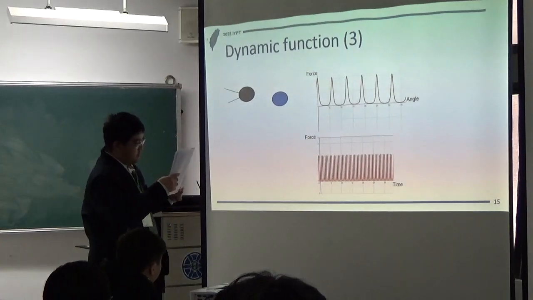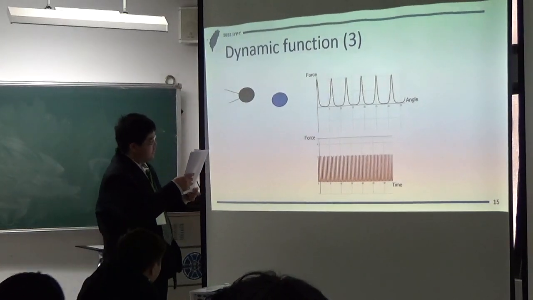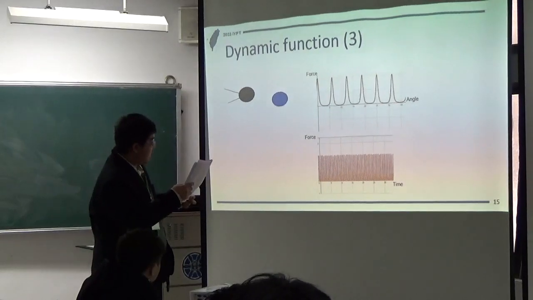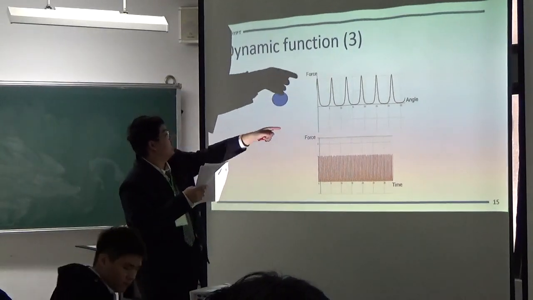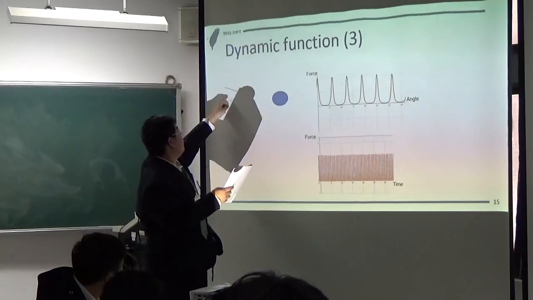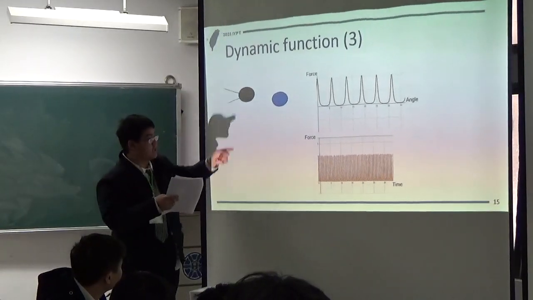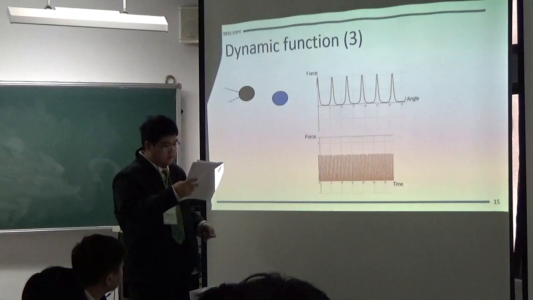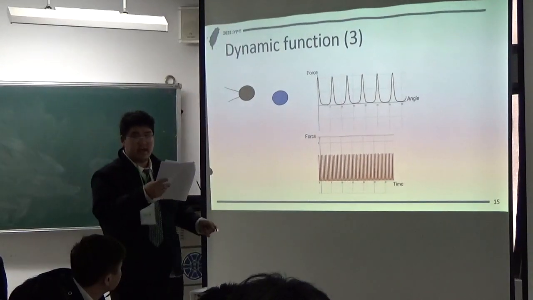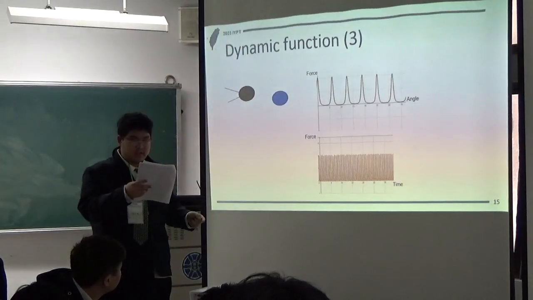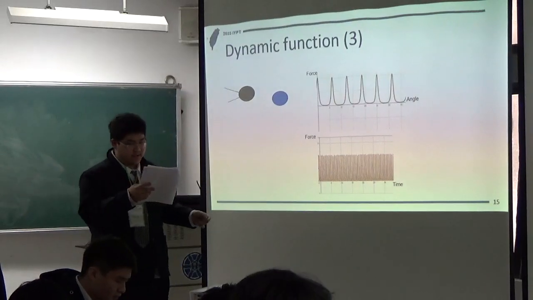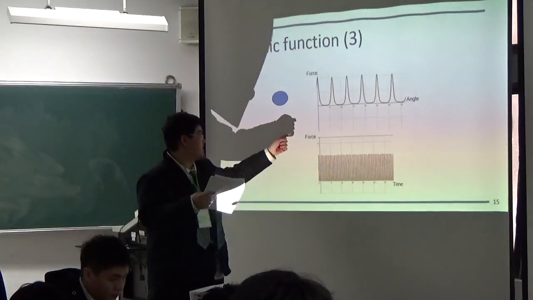There is a spinner with a magnet and a steel magnet, and the force between them can be expressed as the upper graph: angle and force, the moving angle and the force. And when the spinner rotates too fast, with a rigid angle and velocity, the force will be like the lower graph, time and force.